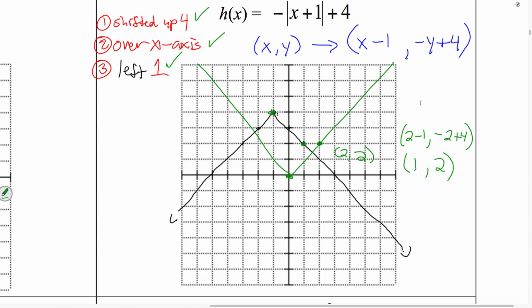If I plug in 0, 0, would I get negative 1, 4? Well, negative 1, 4 is right here. Does that look like where 0, 0 is moved to? Yeah. So the point x, y, 0, 0 gets moved to... This is like the recipe for how to move all the points, right?